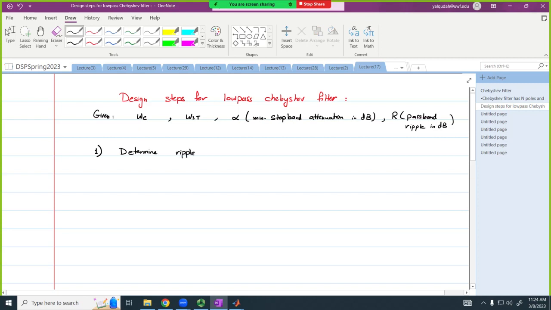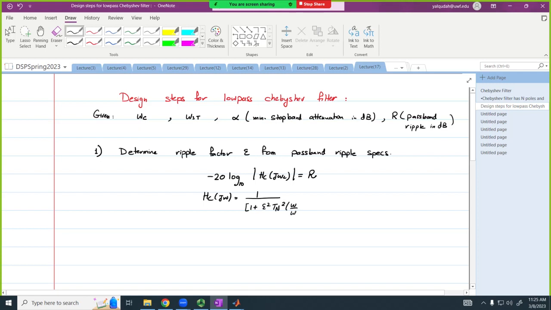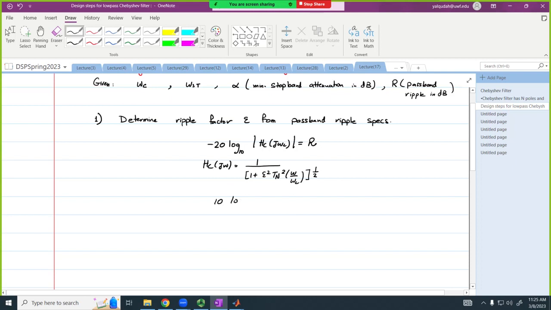Okay, so the first step is we're going to determine the ripple factor epsilon from the passband ripple specification. So given R, R is equal to 20 log 10 of |H_c(j omega_c)|, and we want this to equal R. Since |H_c(j omega)| is equal to 1 over the square root of 1 plus epsilon squared T_n squared of omega over omega_c, this is going to equal 10 log 10 of 1 plus epsilon squared equal to R. Is that clear?